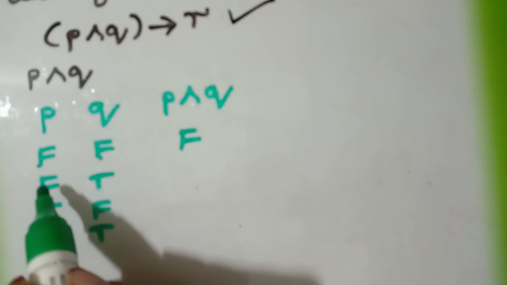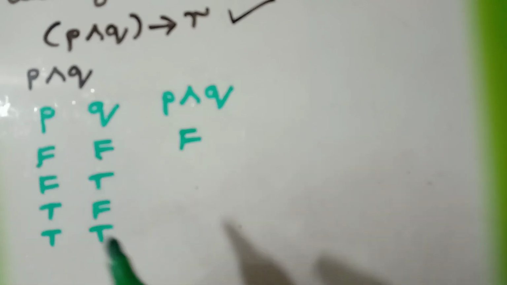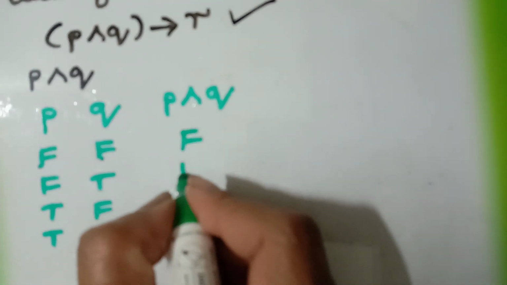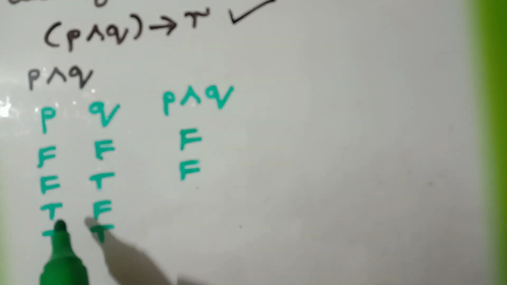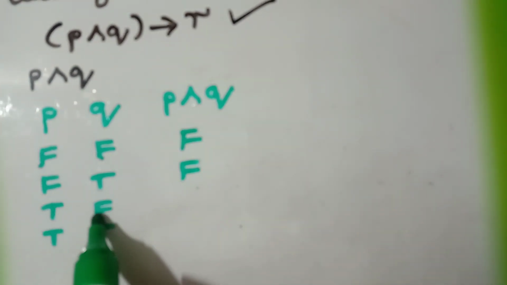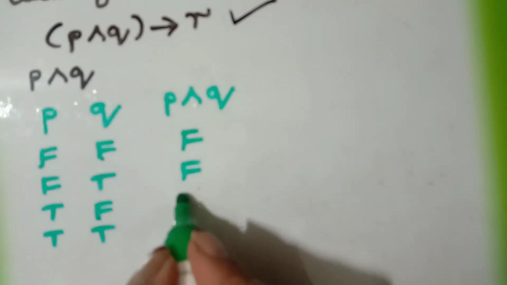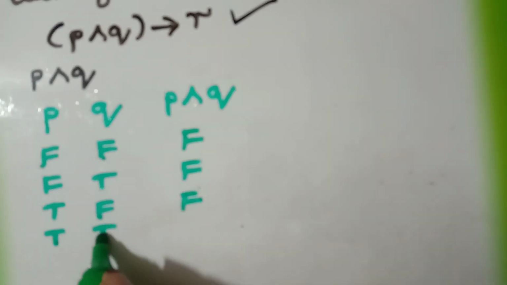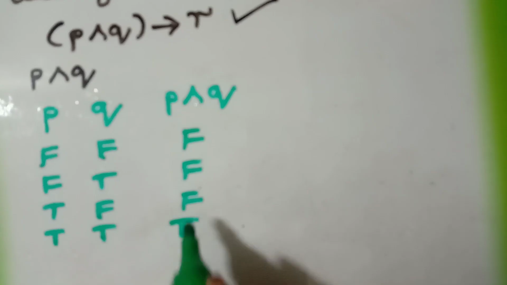Now P is false, Q is true. So once again the truth value is false. So P is true, Q is false. So here again the truth value is false. And both are true. So the truth value is true.